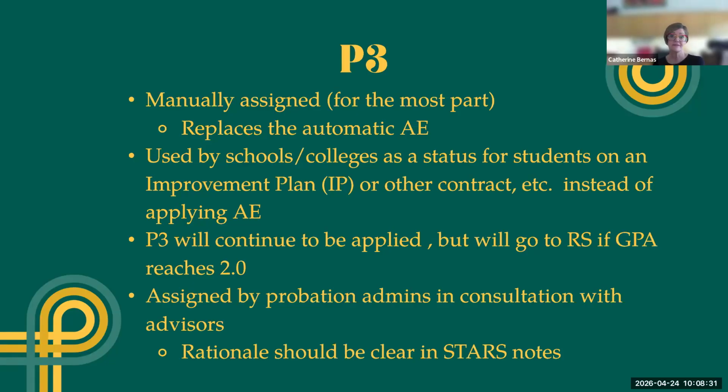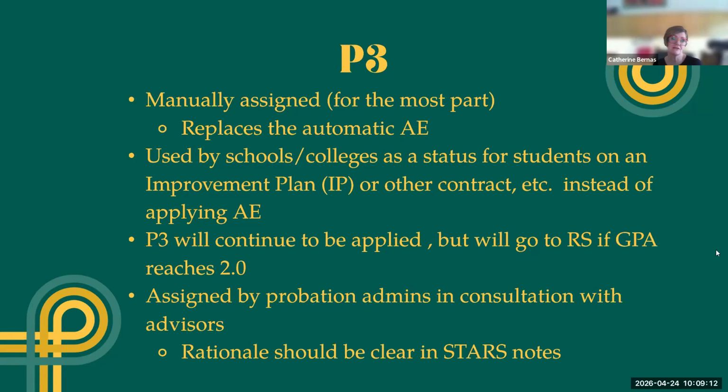Regular status trumps everything once the student gets above a 2.0. But the P3 will stay P3. It'll continue P3, P3, P3 every semester until the advisor or probation person decides to either exclude the student and manually change the P3 to an AE, or if the student gets off probation, it will automatically go to RS, regular status. So if you're looking at a student's record and you see a P3, odds are they are working closely with somebody regarding their probation situation.